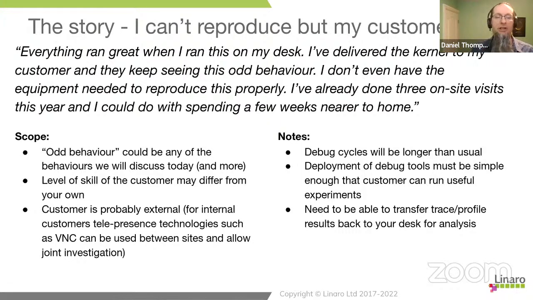So we might have to accommodate providing instructions to the customer while being confident that when they run an experiment, we can be sure that they've run the experiment we intended, rather than an accidentally different experiment. It is implied in this that the customer is probably external to the company.